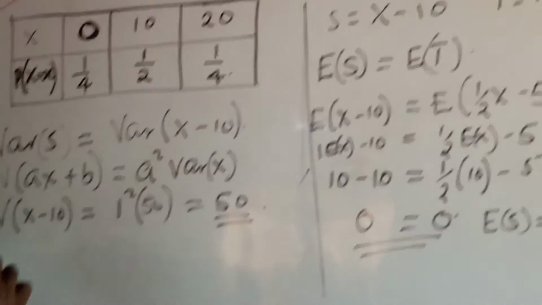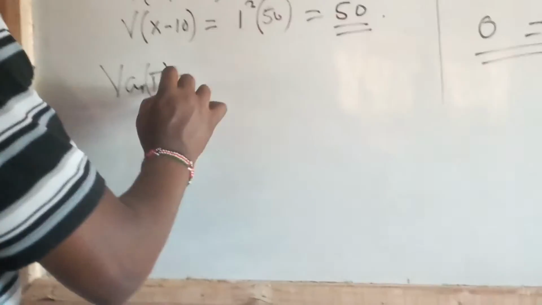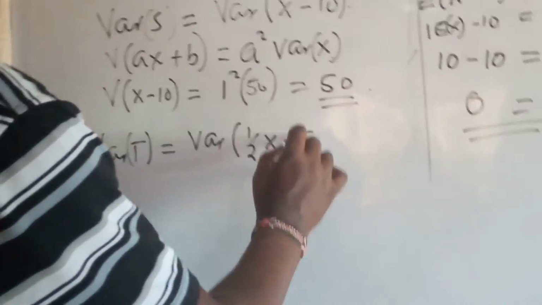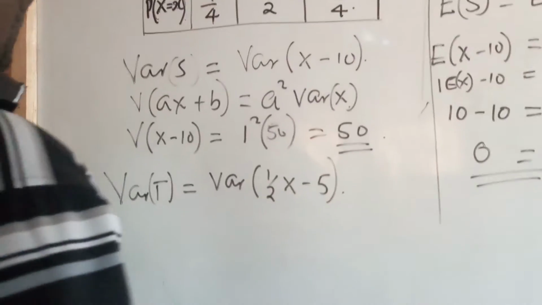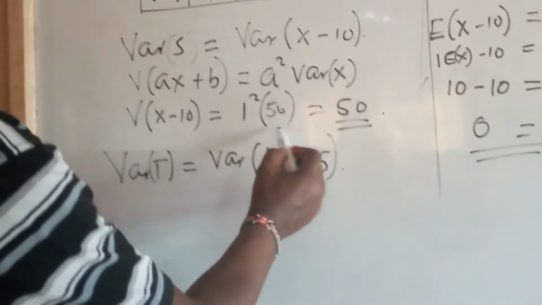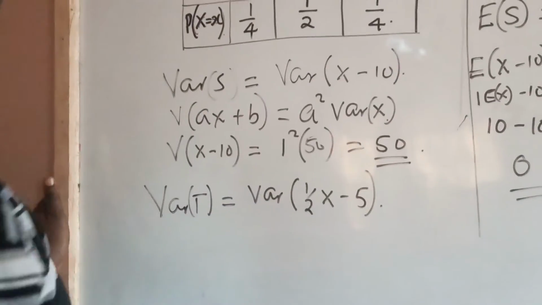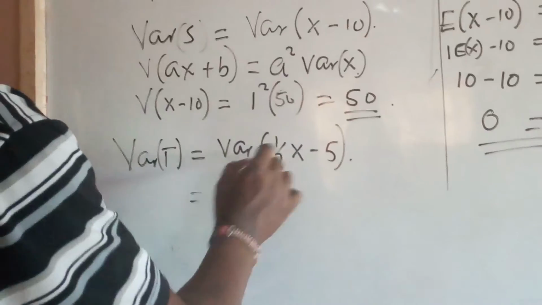But it is now the var of t, which we know is the variance of a half x minus 5. Please note that, as we have understood in the previous examples, the b does not affect the variance. The b does not affect the variance, and that is why we have ignored it in the last step of the var of s, which is now the a is a half.